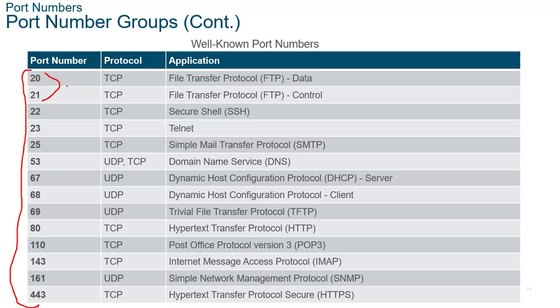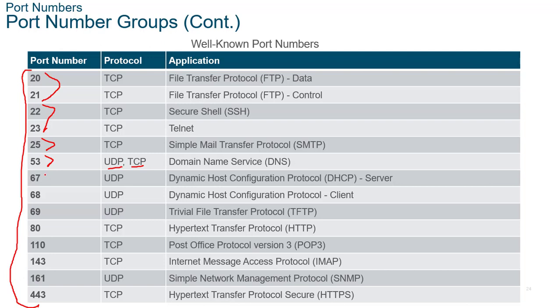So we see here for the file transfer protocol, both control and data traffic use ports 20 and 21. Secure Shell and Telnet for remote terminal sessions use ports 22 and 23. Port 25 is dedicated for Simple Mail Transfer Protocol, for sending email. Port 53 is your DNS services, your domain name service, and it can utilize either UDP for querying or TCP for transferring zone information between servers.